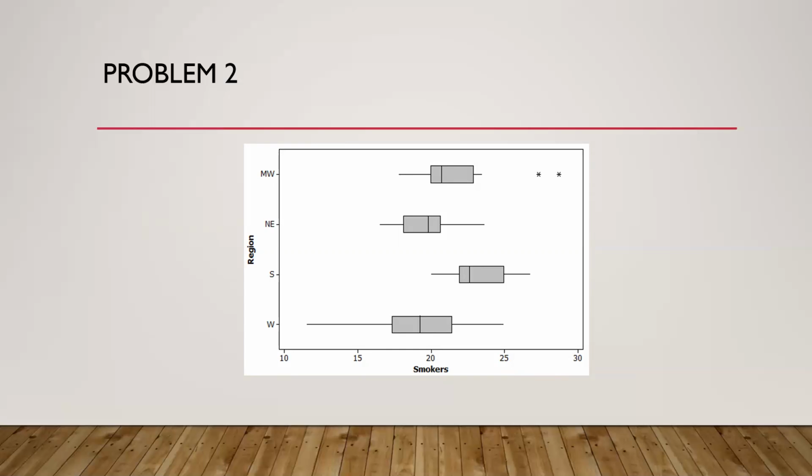Part C asks, which region has the greatest variability? On a box plot, variability corresponds to the width. So which of these box plots is most spread out? It looks like the one corresponding to the West. And D, do any of the regions have any outliers? Yes, as I've noted before, Midwest has 2 outliers. They look to be roughly at 27 and 29.